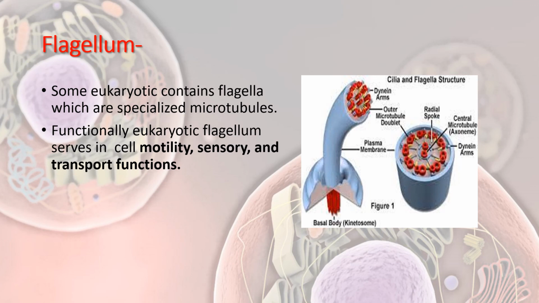Next one is flagellum. In some eukaryotic cells, like in prokaryotic cells, a flagellum is present, which helps in motility of the cell, as we already discussed in the case of prokaryotic cells. In some eukaryotic cells, this flagellum is made up of microtubules. The arrangement of microtubules you can see over here. These are the central microtubules and these are attached to each other by dynein arms, and at the outside they are enveloped by plasma membrane, or we can say these are extensions of the plasma membrane, inside which is an embedded structure known as the basal body. Functionally, the eukaryotic flagellum serves in cell motility, sensory and transport functions.